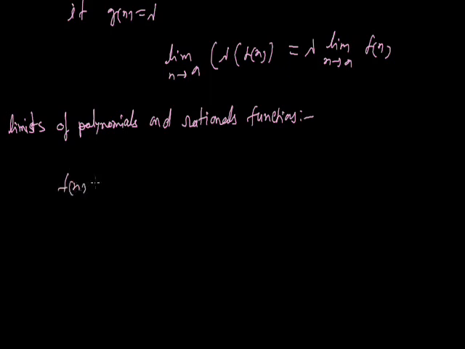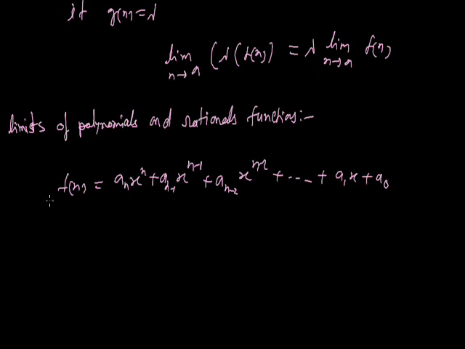So the polynomial function will be f(x) is equal to a_n x to the power n plus a_(n-1) x to the power n minus 1 plus a_(n-2) x to the power n minus 2 plus up to a_1 x plus a_0. Here a_0, a_1, a_2, a_3 all are coefficients, which belong to real numbers, and here we have to find the limit x tends to a of x, which is equal to a.